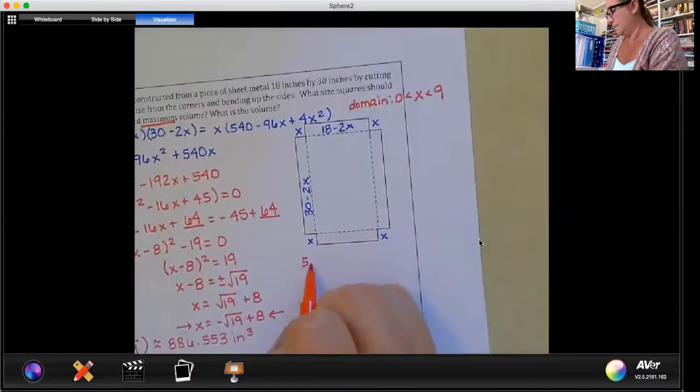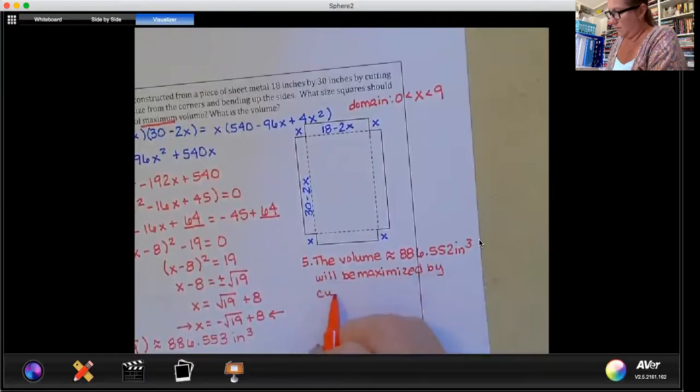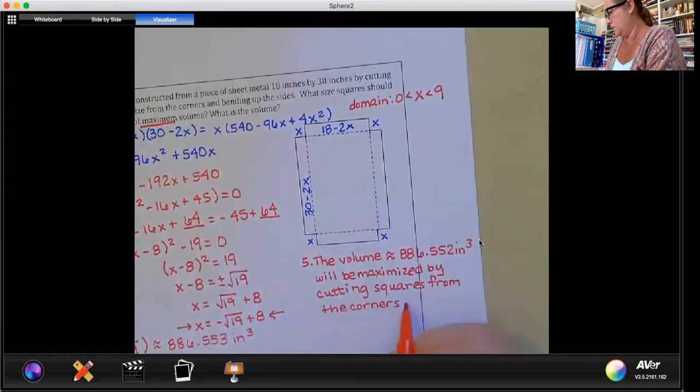So now we're going to write our answer. The volume, approximately 886.552 inches cubed, will be maximized by cutting squares from the corners of sheet metal that are 8 minus the square root of 19 inches, because V prime of x equals 0 at x approximately 3.641 inches.